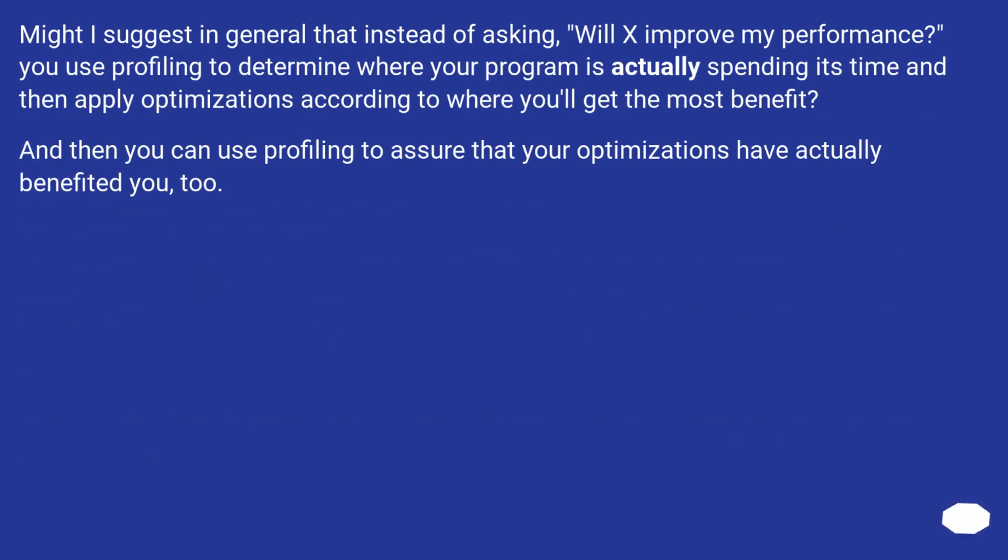Might I suggest in general that instead of asking, will X improve my performance? You use profiling to determine where your program is actually spending its time and then apply optimizations according to where you'll get the most benefit? And then you can use profiling to assure that your optimizations have actually benefited you, too.